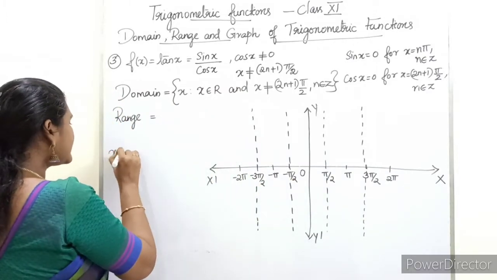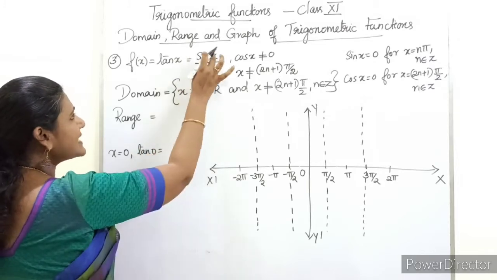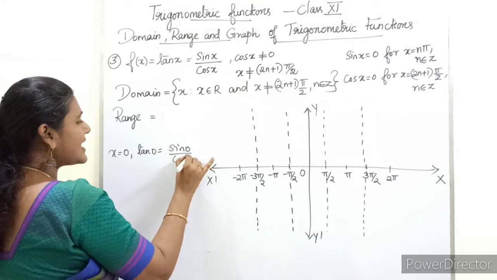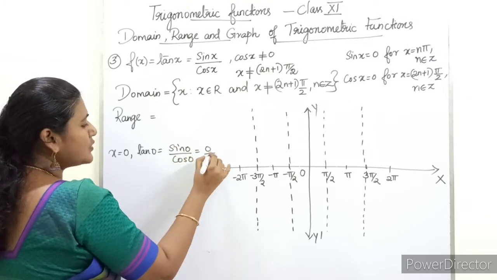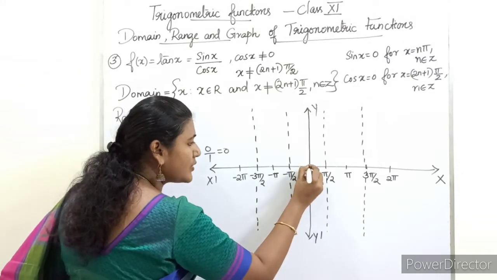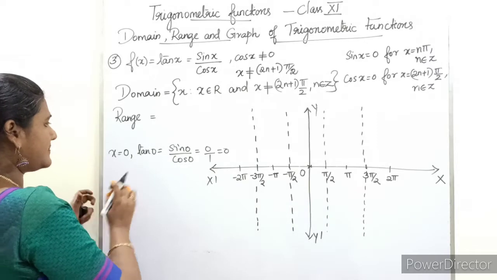Okay. So when x is equal to 0, tan 0 is sin 0 by cos 0. Sin 0 is 0. Cos 0 is 1. So the answer is 0. So for x equal to 0, the tan value is also 0. So this is the point.